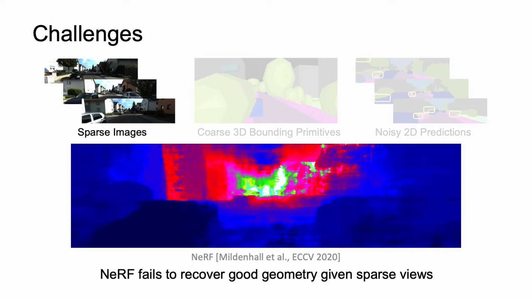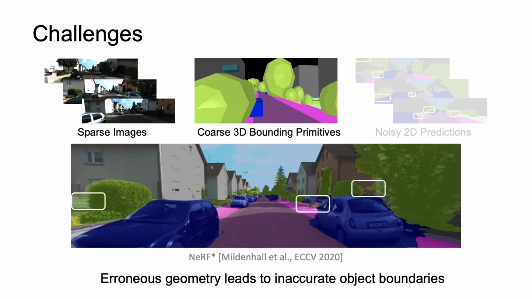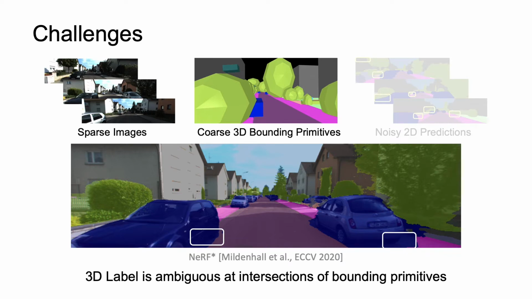Firstly, NeRF fails to recover good geometry when only guided by the photometric loss on sparse views. Erroneous geometry leads to inaccurate object boundaries when only 3D bounding primitives are available. Furthermore, the 3D label provided by the bounding primitives is ambiguous at intersections of bounding primitives.